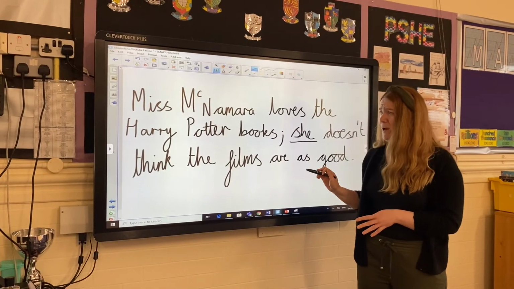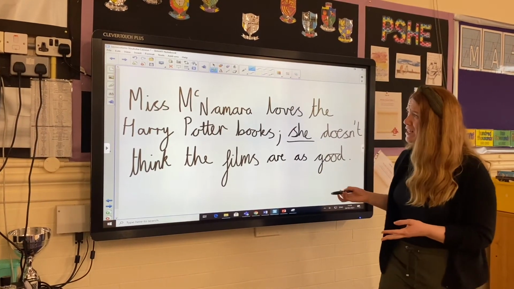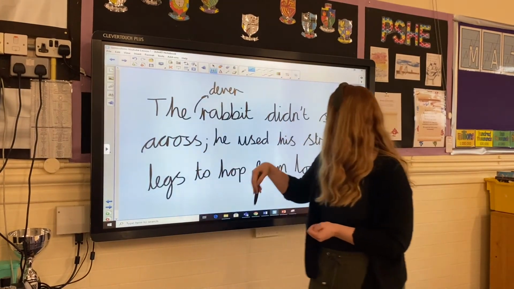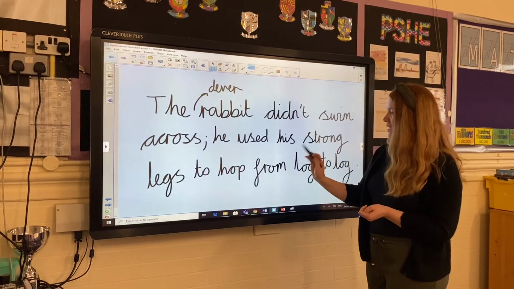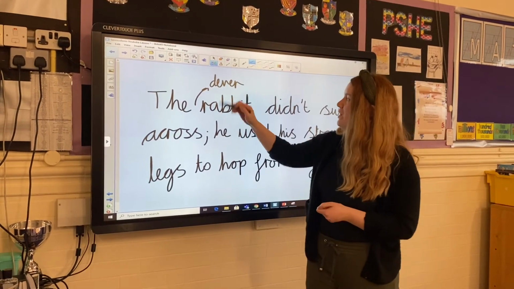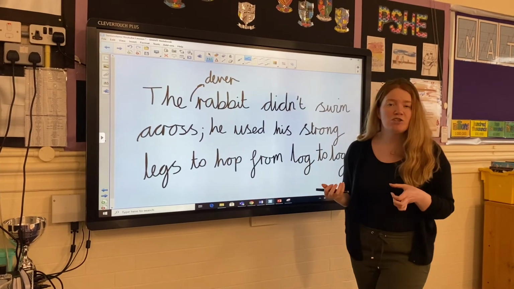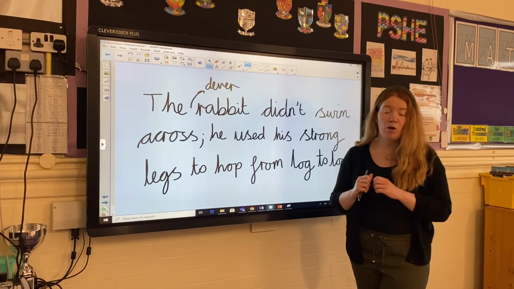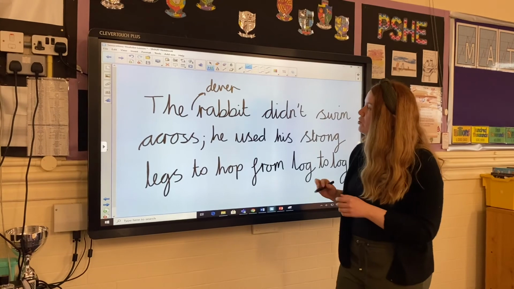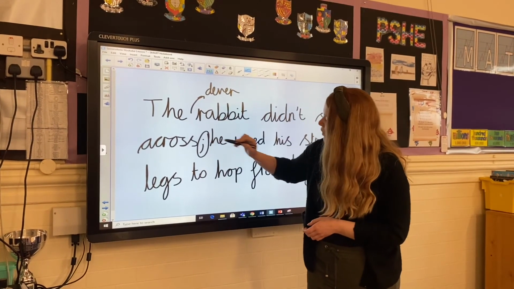Have a go. You can start off quite basic and then see if you can up-level it. So you might start off with a really simple sentence. We go back to this one. The rabbit didn't swim across; he used his legs to hop across, even. And then you can add in your adjectives, you can add in your adverbs, you can add in those features that will make your writing go wow. So just write some ideas down and see if you can connect those thoughts using your semicolon.